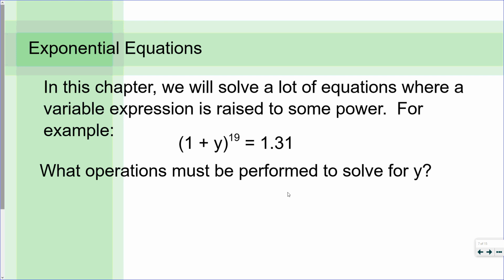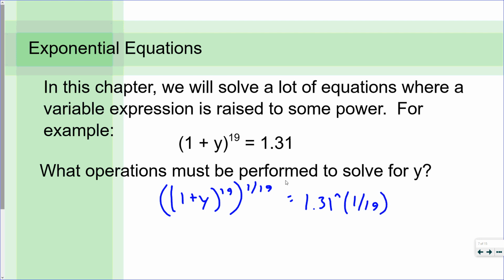So same thing here. Let's take a look at the operations needed to solve for y. So without much ado, we're just going to jump right into solving it. We have 1.31, and a 19th power: 1 plus y to the 19th equals 1.31. So I'm just going to take that and raise both sides to the 1/19th power. And I'll put it in parentheses.